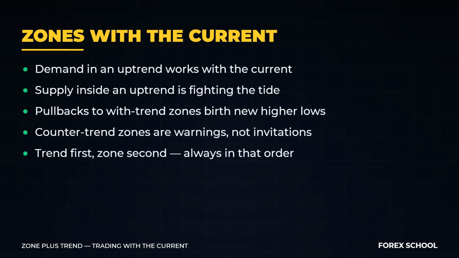A supply zone inside that same uptrend is fighting the current, and it gets steamrolled far more often than social media screenshots admit. So traders using this framework filter ruthlessly: demand zones in uptrends, supply zones in downtrends, and counter-trend zones treated as warnings on the map rather than invitations.